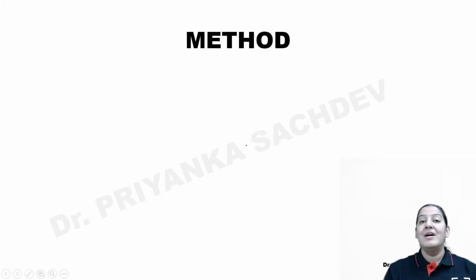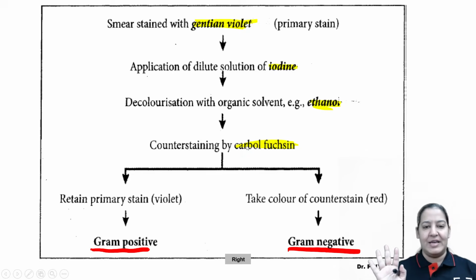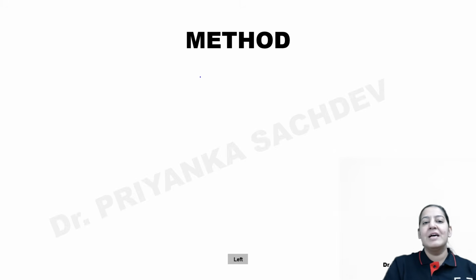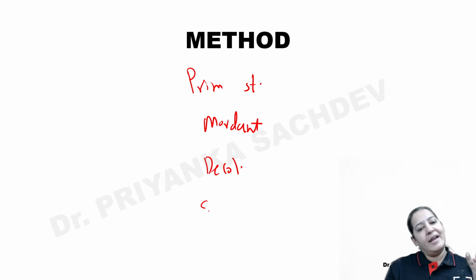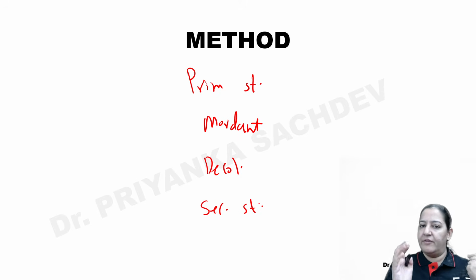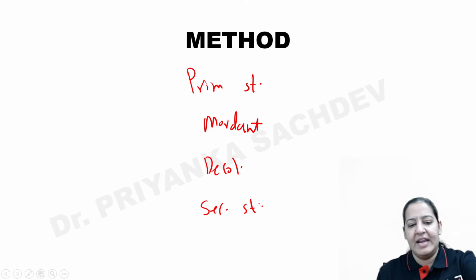Now coming to the method, there are 4 steps in Gram staining. Let me tell you what the 4 steps are. First, you do a primary stain. Then you apply mordant. I will tell you the meaning of mordant. Then you apply decolorizer. And then you apply secondary stain. These are the 4 steps. Listen here. I will tell you everything.